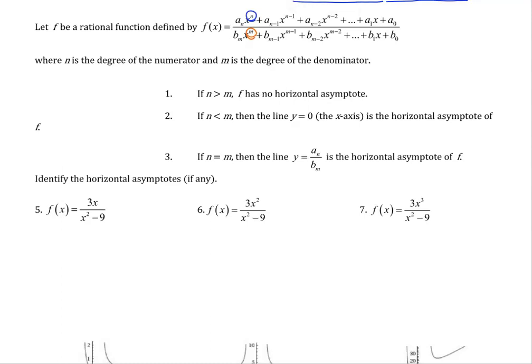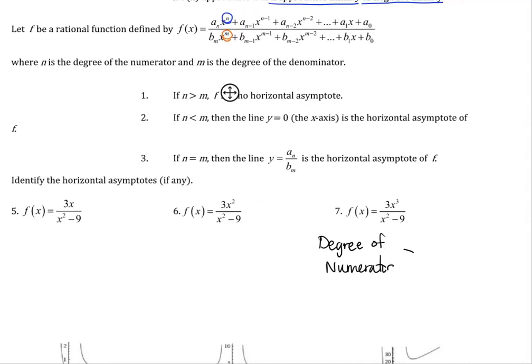Number 1 tells us that if the numerator has a larger degree than the denominator, then there is no horizontal asymptote. We can apply that to example 7, because in example 7, the degree of the numerator is greater than the degree of the denominator. Because the degree of the numerator is greater than the degree of the denominator, example 7 has no horizontal asymptote.